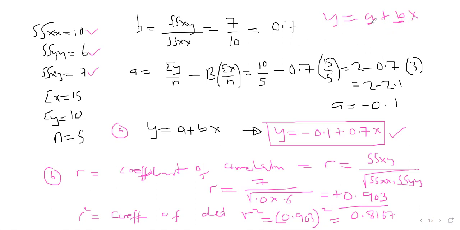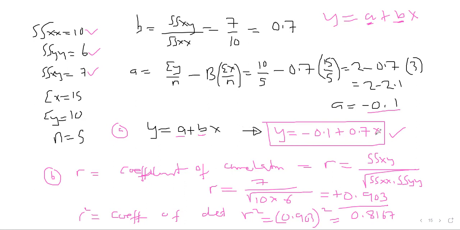Then now we need to find our a. So we have found our b. To find our a, summation of y over n minus b, which we just calculated, times summation of x over n. So here, summation of y is 10 over 5, minus b, which is 0.7, times 15 over 5. So this is 2 minus 0.7 times 3. So this by that is 2.1. 2 minus 2.1, we get negative 0.1. We just substitute these two: a is negative 0.1, the b here is 0.7. So when you fuse that in, this is our predictor.